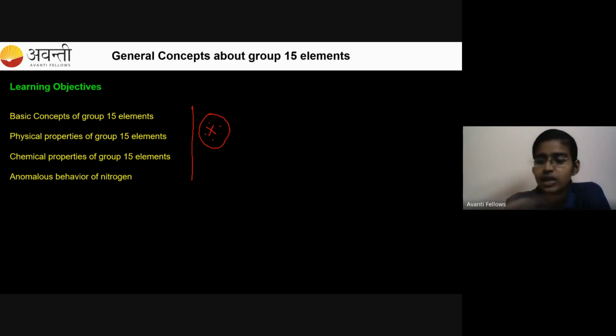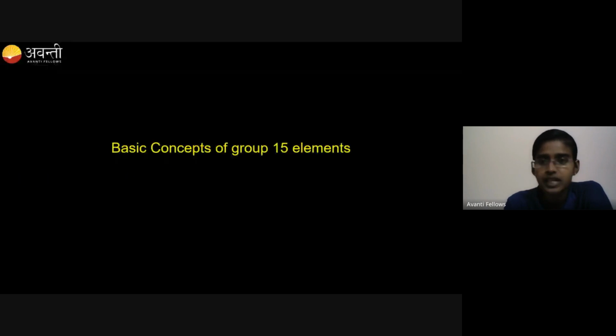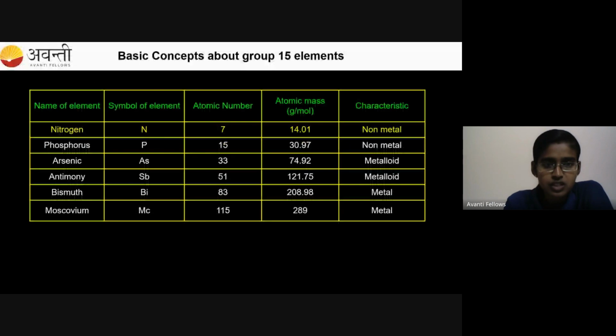Specifically, we are not going to study any compounds of this particular group of elements. Okay. So now I'll start with the first topic of this group, which is the basic concepts of group 15 elements. Let me show you a tabular column which consists of the group 15 elements.